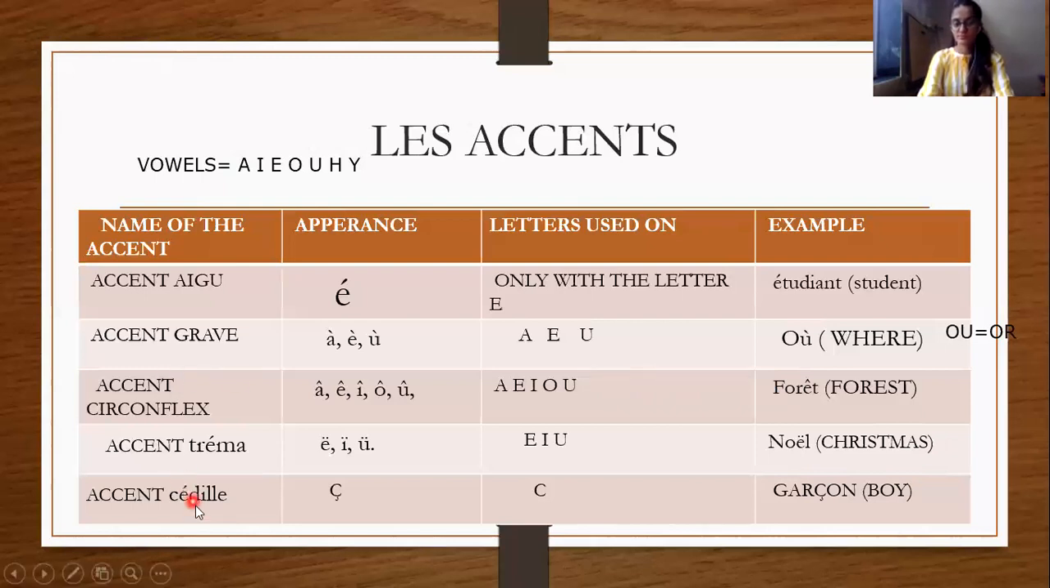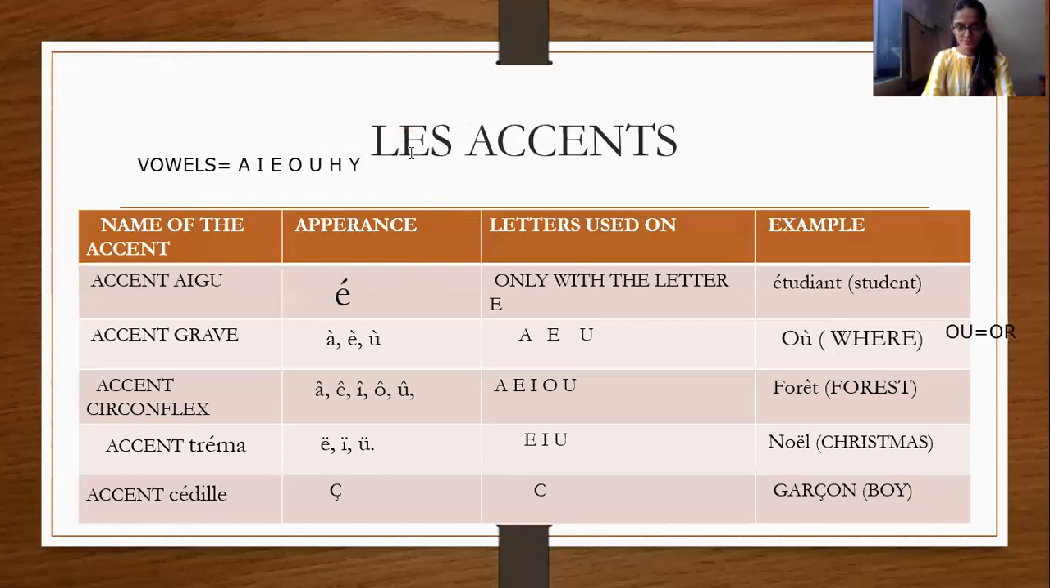Clear, ma'am. The last accent which we have is accent cédille. Accent cédille. Now, how does it appear? It's the letter C, and then a half 5, or an upside-down C.